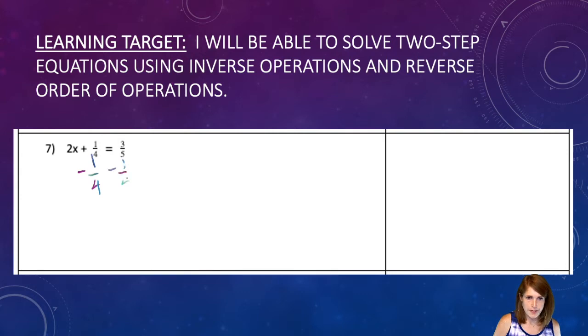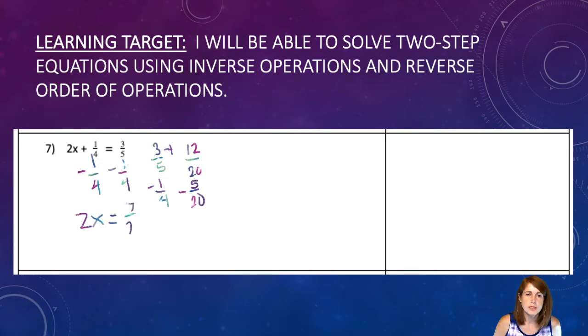But since these two fractions do not have the same denominator, I need to find a common denominator. So I need to find a number that both 5 and 4 will go into. And I know both will go into 20. 5 will go into 20 4 times, so I'm going to multiply the numerator by 4 also, which is 12. And 4 goes into 20 5 times, so I'm going to multiply that numerator by 5. And now I have 12 twentieths minus 5 twentieths, which is 7 twentieths. So I'm going to bring down that 2x, and I get 2x equals 7 twentieths.